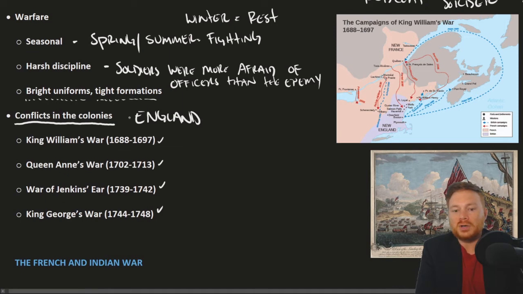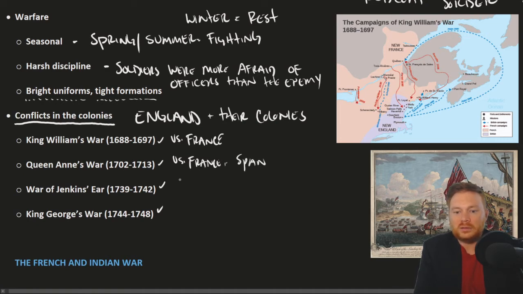And because we know England, we'll also add and their colonies, because anytime that England goes to war, their colonies also go to war against the various powers of Europe. So in King William's War, I believe that was versus France. In Queen Anne's War, this was versus France and Spain. This one was versus Spain, sorry, the Jenkins' Ear War. Some guy got his ear cut off by the Spanish, and England went to war over it. And King George's War, which I believe was also against France.